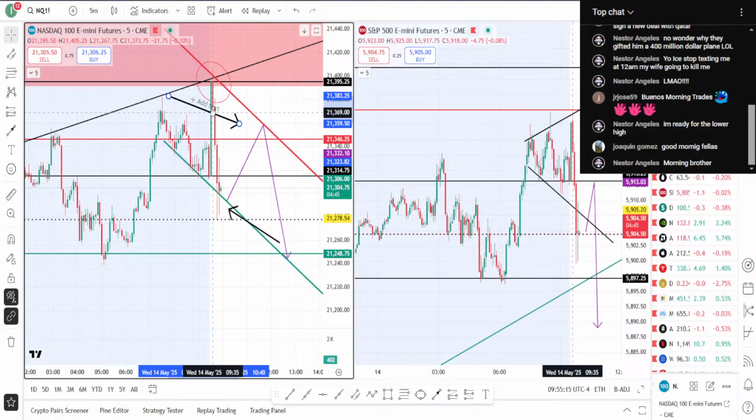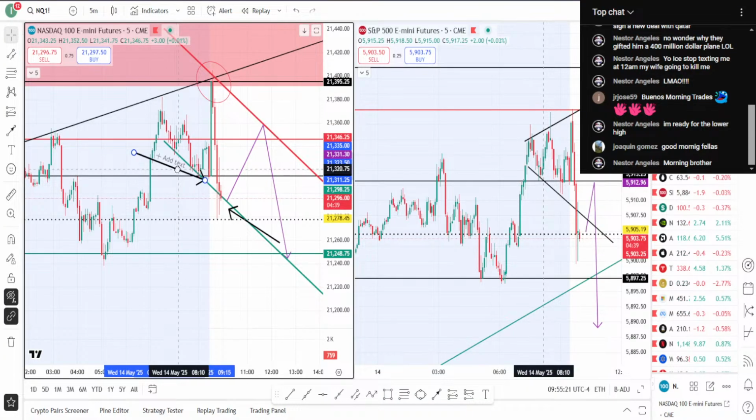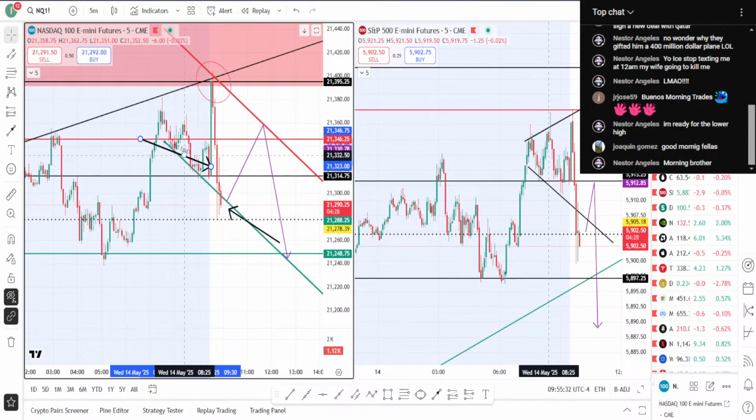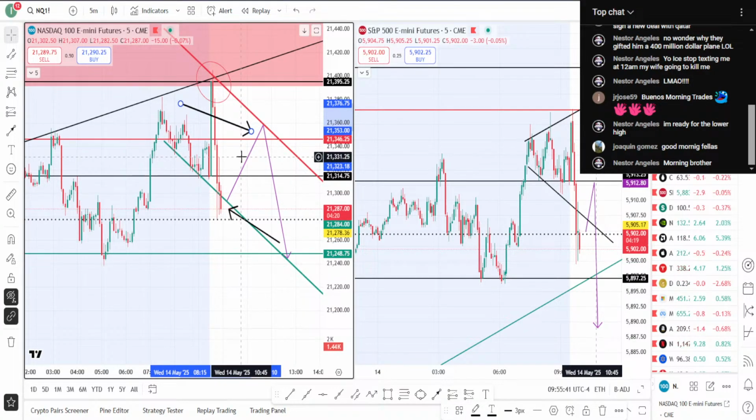Okay, so if this is really actually going down, we just broke this area of support, broke out of this pre-market high, so we will get a higher low as this goes back down. Right? We will get it. It's just a matter of time now for us to get that lower high.